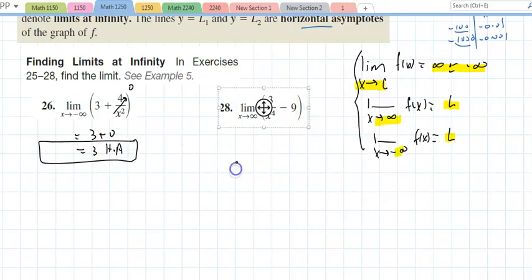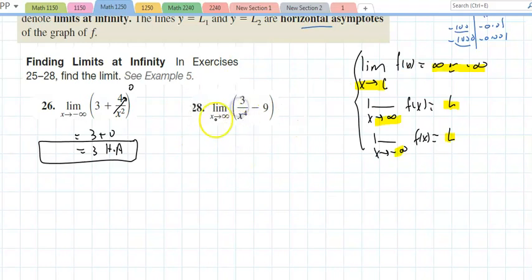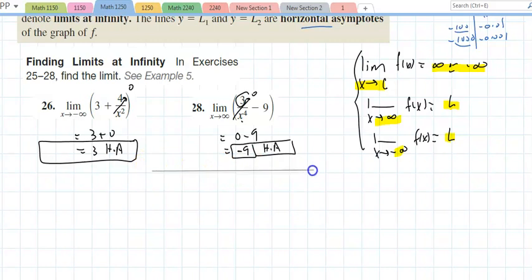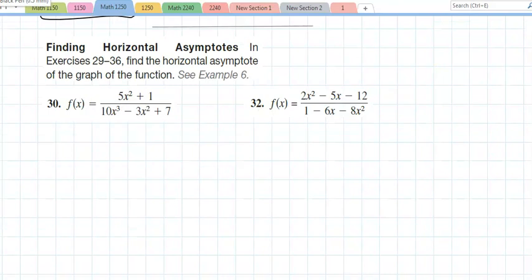And if I look at number 28, if I take the limit as x approaches positive infinity, well, any number over x will approach 0, and you're going to be left with 0 minus 9, which is negative 9, and that makes this, again, a horizontal asymptote. So a horizontal asymptote is easier to find than a vertical asymptote. For a vertical asymptote, you might need to plug in a couple of numbers. Horizontal, you don't.